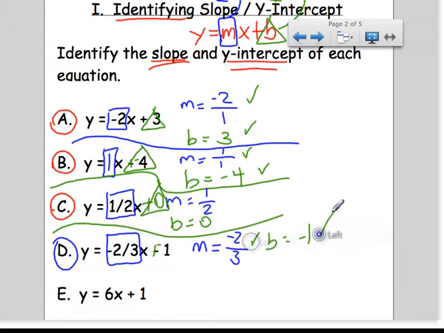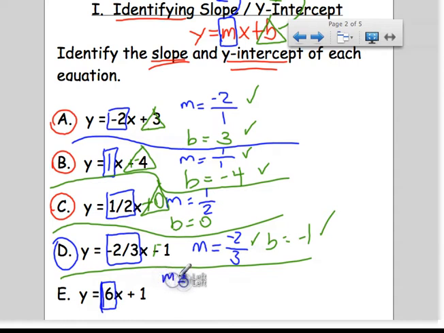I hope you got those right. Looking at E, the slope, which is the coefficient of x, hopefully you can see is 6, so that means the slope is 6 or 6 over 1. And the y-intercept is just positive 1. b equals positive 1.